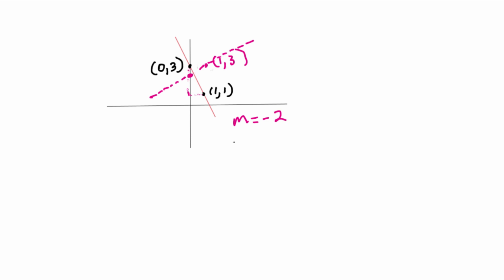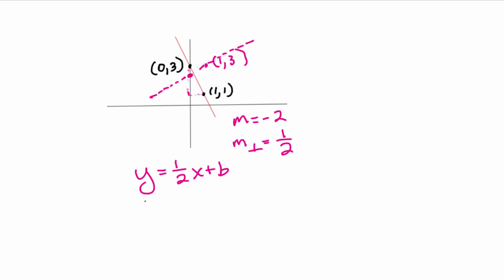That means my perpendicular slope must be the negative reciprocal, or plus 1/2. So right away I can begin to put my equation together. y equals 1/2 x plus b for the new perpendicular equation. Only I need to make sure that it passes through (1, 3), so I'm actually going to plug the point (1, 3) into my equation.